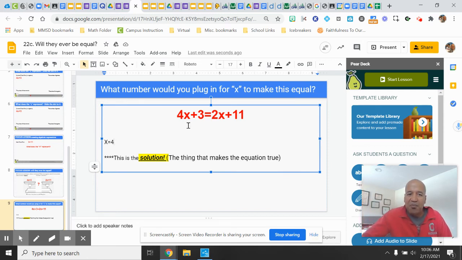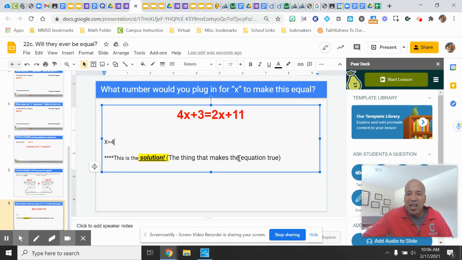X equals 4. And then we decided that we're going to be going from here, and I'm going to be teaching you step by step how to solve this equation to get to this number so that you don't have to guess and check. We're actually going to be solving equations. So that's what we did for our time.